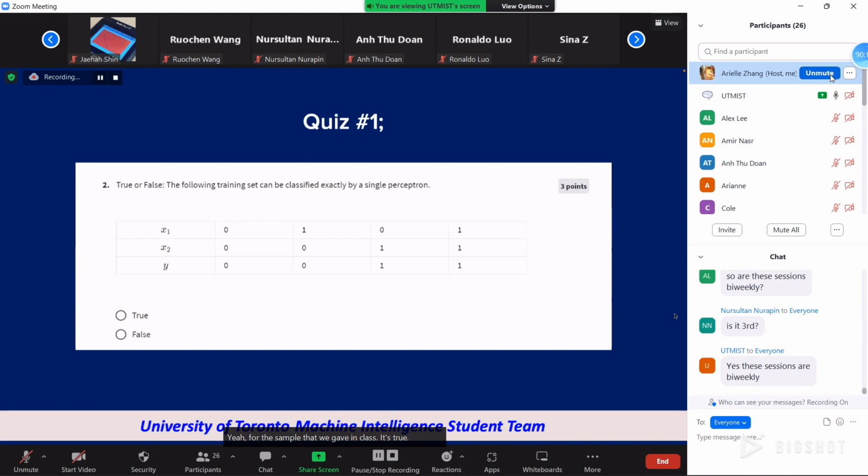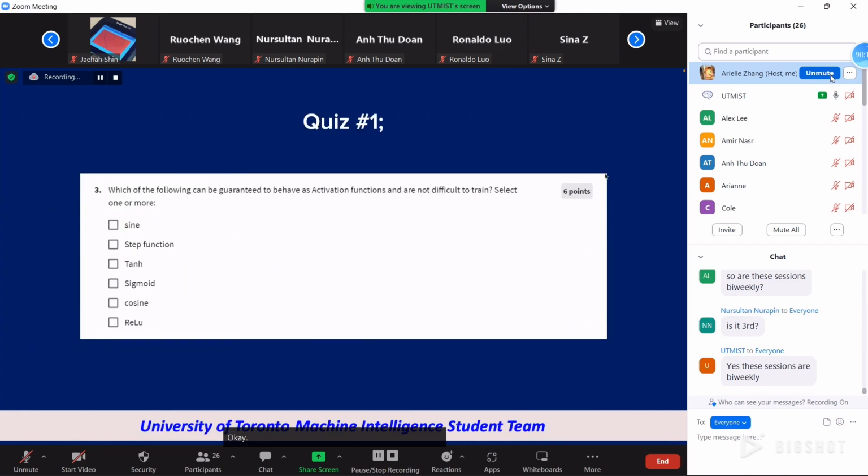The next one. Okay, which of the following can be guaranteed to behave as activation functions and are not difficult to train? You can select more than one option. This question is actually for the people who have watched the video before class. But I mentioned some of the functions in my previous slide about activation functions. Can you still recall what I put there? And the online people, you can still put a stamp on it.